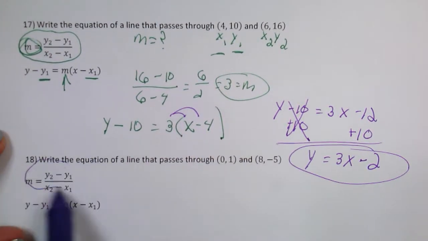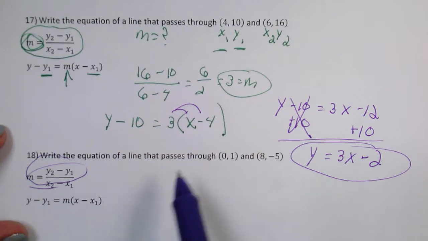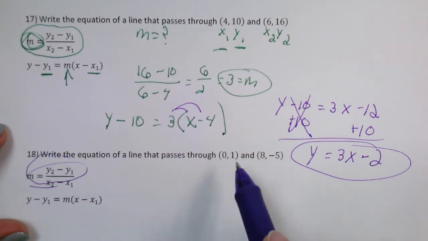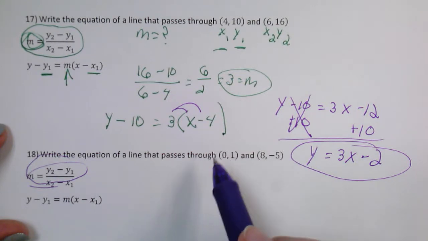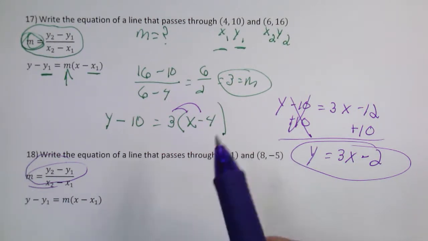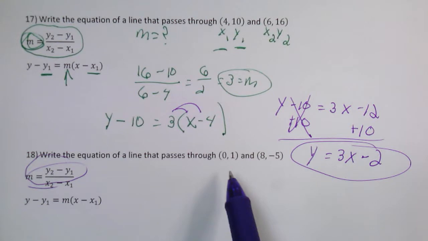Start with that formula. Label these x, y, x, y. Make sure these are your 1s, these are your 2s. As far as 1s and 2s goes, it doesn't make a difference. I just think it's always easier to go 1, 2.